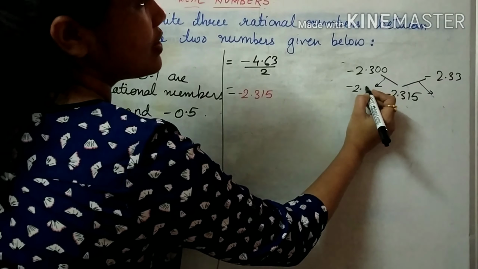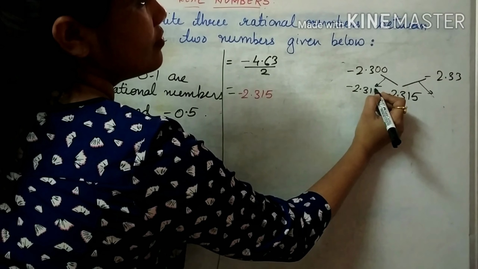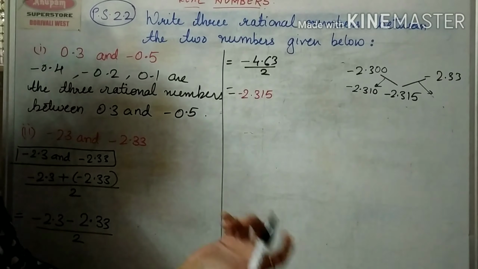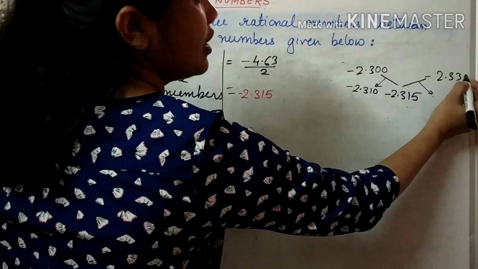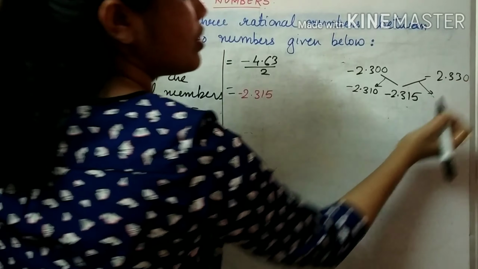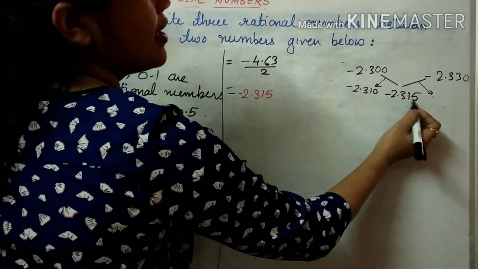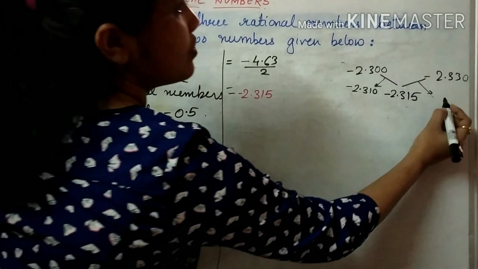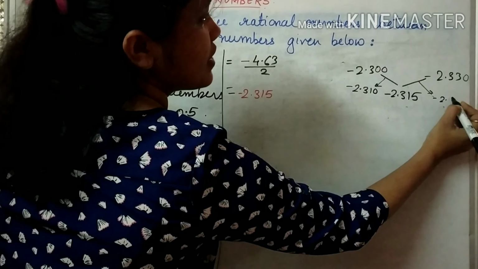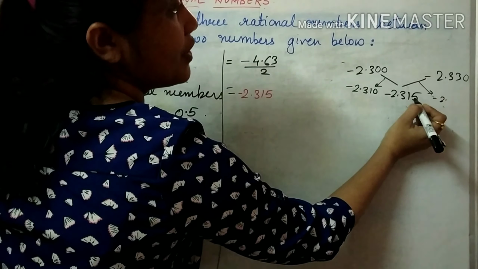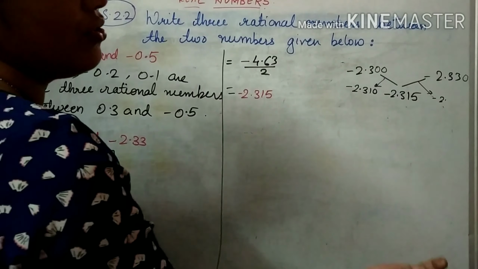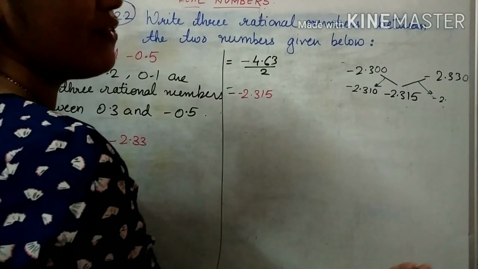Minus 2.310, 300, 301, 302, 303, any number you can write down. Similarly, if there are 3 digits here, so if I put a 0 here, you have 315 and 330. You can put any number. So I can take minus 2.15 and 30, 315 and 330. Any one number will be say 320 or 340, 25, any number.